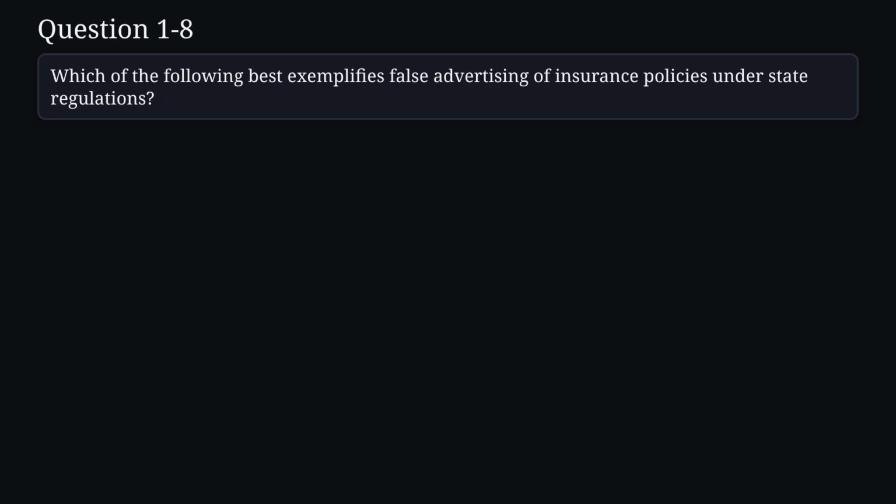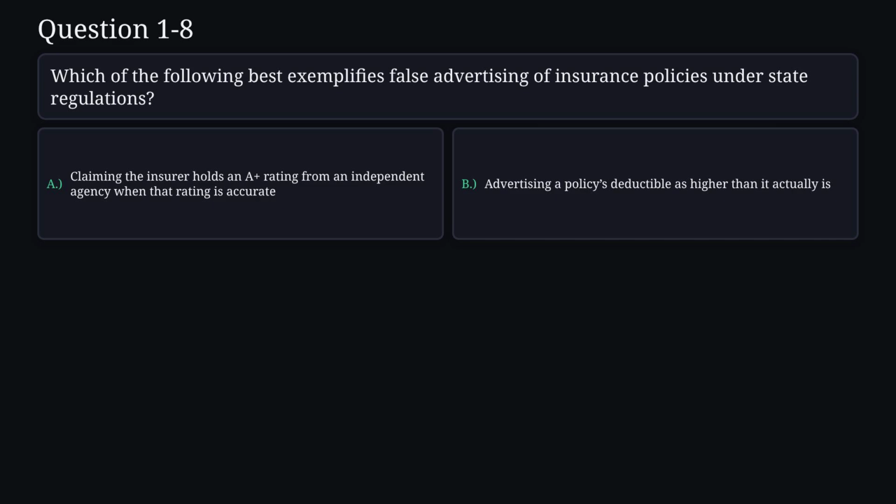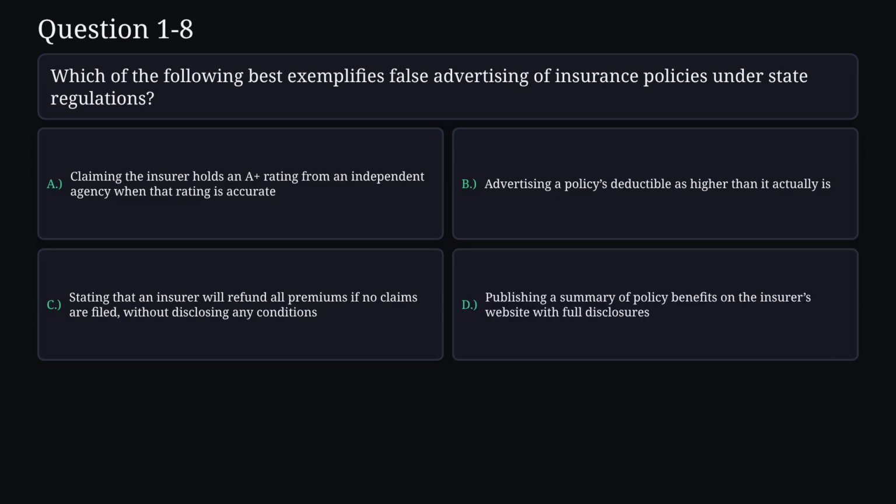Question 8. Which of the following best exemplifies false advertising of insurance policies under state regulations? A. Claiming the insurer holds an A+ rating from an independent agency when that rating is accurate. B. Advertising a policy's deductible as higher than it actually is. C. Stating that an insurer will refund all premiums if no claims are filed without disclosing any conditions. D. Publishing a summary of policy benefits on the insurer's website with full disclosures.